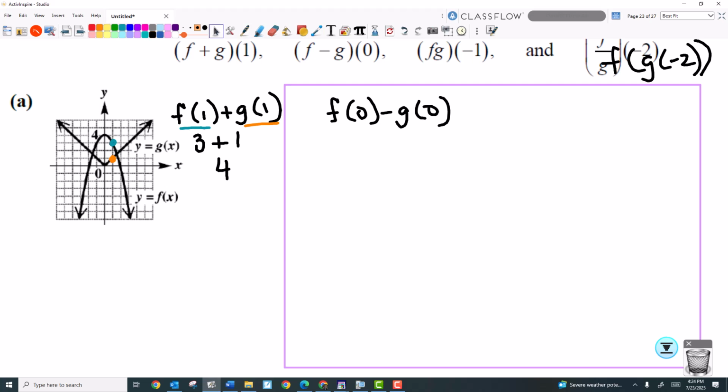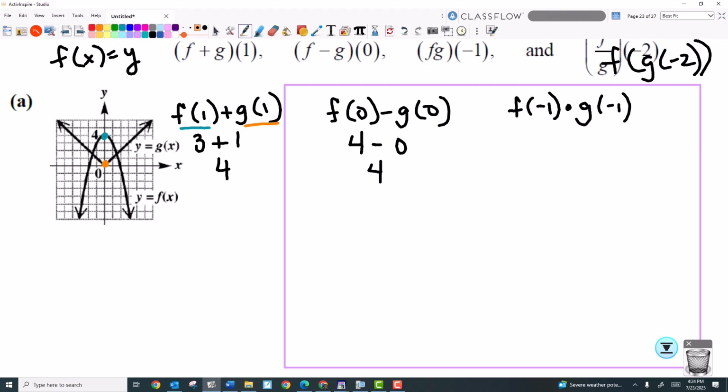So we're going to move these dots. I'm going to still make f green. So f of 0 and then g of 0. Okay, so f of 0 is 4 minus g of 0 is 0. So 4 minus 0 is 4, because remember that f of x equals y. And then fg, that's just f of -1 times g of -1.